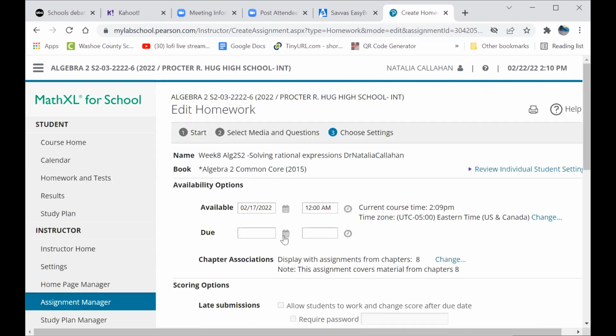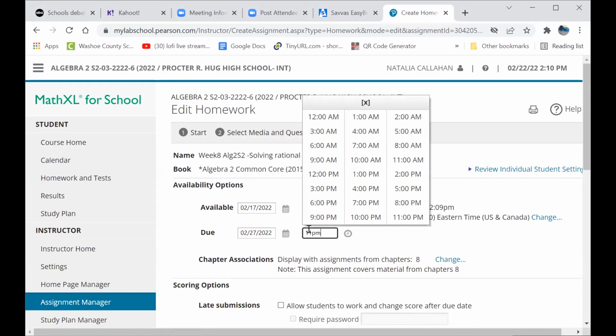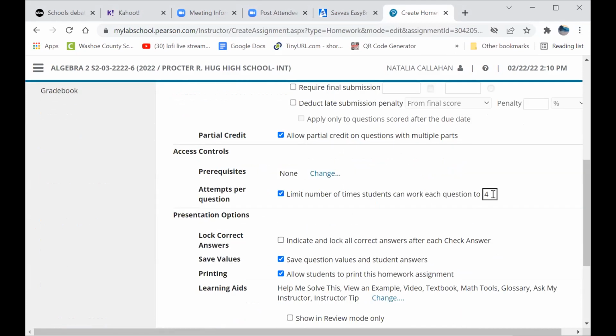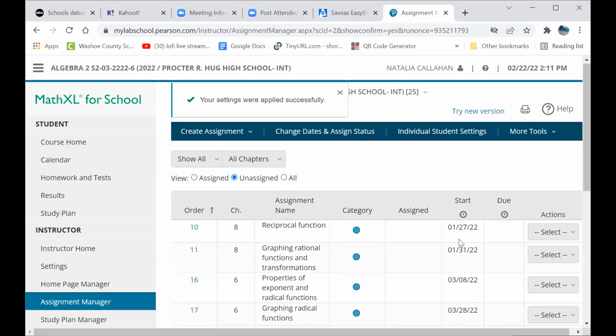And let me go ahead and see. Today is the 22nd. Do you guys know that today is 2/2/22, right? It's kind of an interesting little setup. And then it'll be due on the Sunday. So it'll be 2/27/2022. You guys have until 11 p.m. 3 different attempts. And save and assign. All right, so now you guys have the assignment given to you guys.